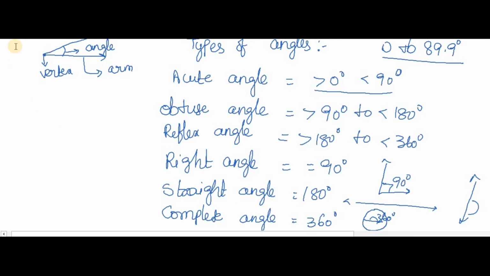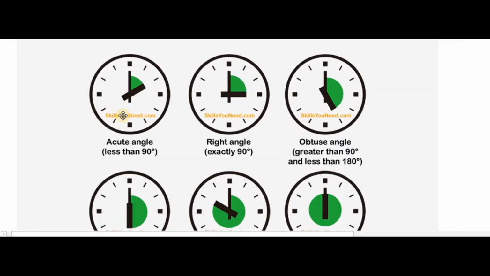Now we will see how these kinds of angles will come on a clock. So if you observe here very clearly, acute angle is less than 90 degrees. So 90 degrees is coming at what time? It looks like an exact shape of L, right? At 3 o'clock, at 9 o'clock, 3:30, 9:30 or 6:45, like that you will get right angle. So between these you will get acute angle.